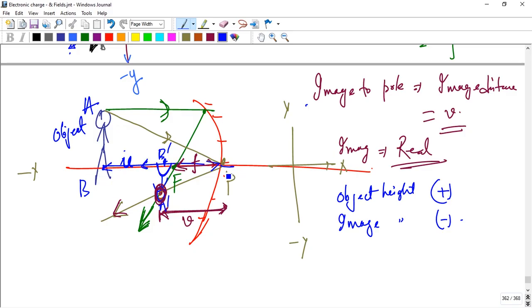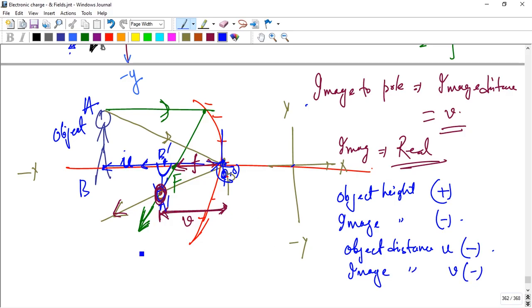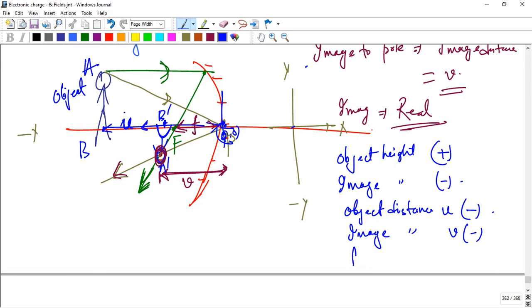So from the origin, there is the origin point (0, 0). Object distance u is minus, image distance v is also minus on the left side, and focal length f here is also minus, because it is on the left side. That's the sign convention, very important, keep it in mind.